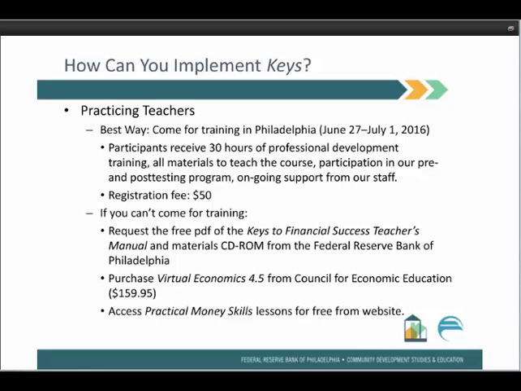But if you can't come for training, the way that you can do this is to request a PDF copy, so electronic copy of the manual. We also will send you a CD-ROM of the extra materials that we've developed, and then all you have to do is to get yourself a copy of Virtual Economics 4.5 from the Council for Economic Education. You can buy that from their store and then access the practical money skills lessons free on the website. So you can get access and you can figure out how to do this on your own, and we encourage folks to order the PDF if they're not able to come for training.